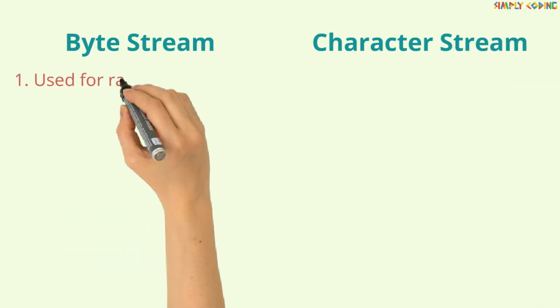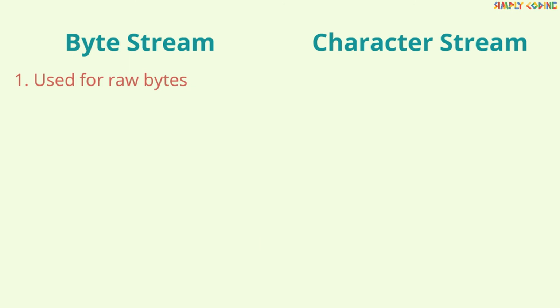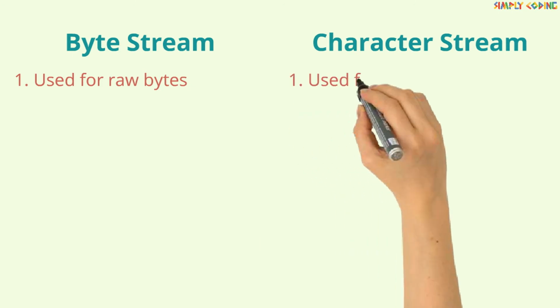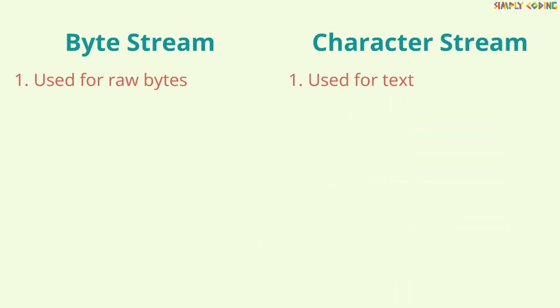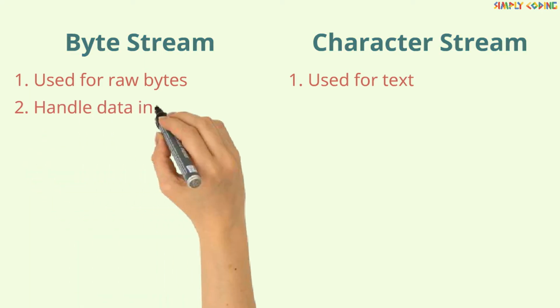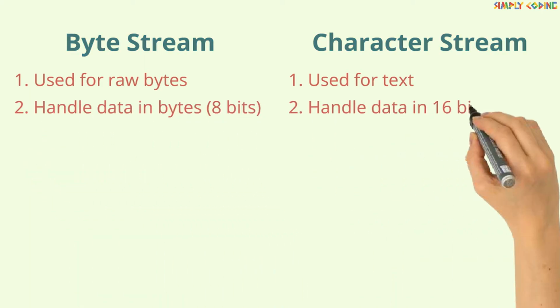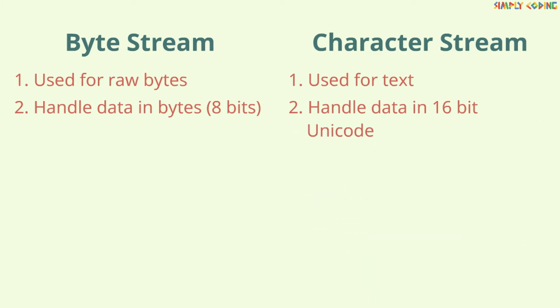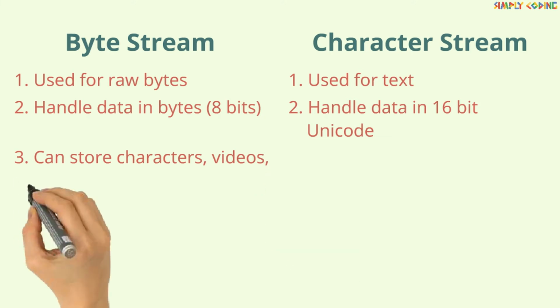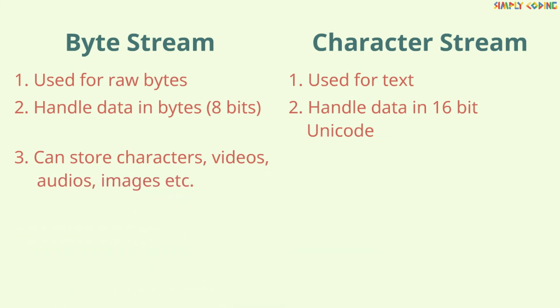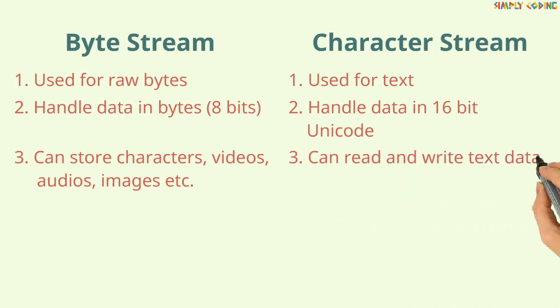There are two types of streams in Java, byte and character streams. Byte stream is used for reading or writing raw bytes. Character stream is used for reading or writing text. Byte stream handles data in bytes, which is 8 bits, while character stream handles data in 16-bit Unicode. With byte stream, you can store characters, videos, audios, images, etc. However, with character stream, you can read and write text data only.